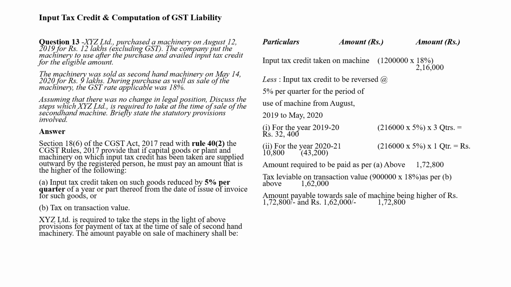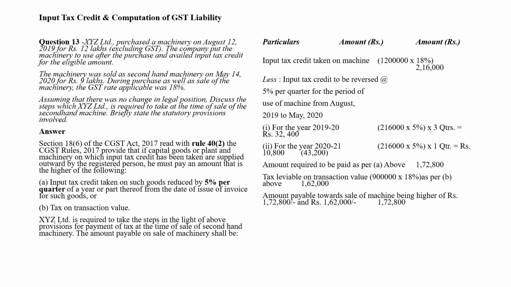The CGST Act 2017 provides that if capital goods or plant and machinery on which input tax credit has been taken are supplied outward by the registered person, he must pay an amount that is higher of the following. Whichever is higher has to be paid.